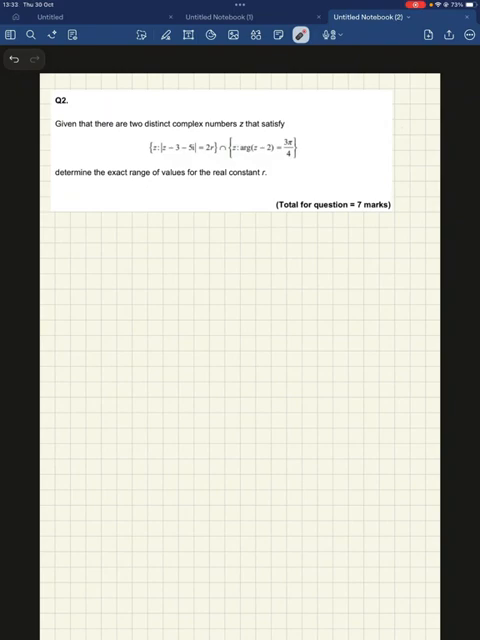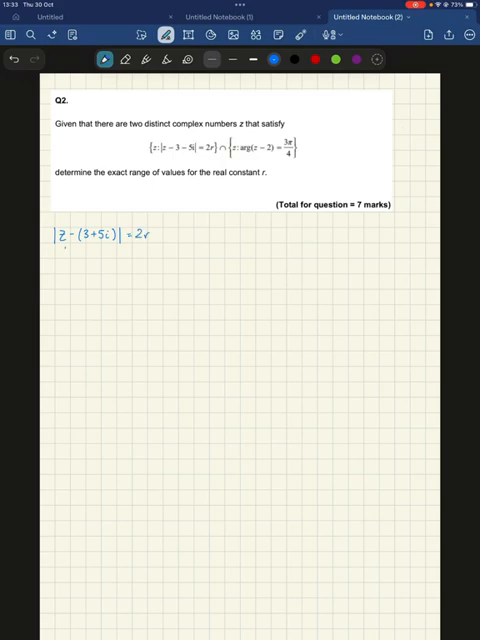So we've got this first question over here, question 2 on PMT. We're given that there are two complex numbers z that satisfy this, and we have to find the range of values for r, where r is a real constant. So let's just break down the first bracket. We've got the modulus of z minus 3 minus 5i, so we can rewrite this as the modulus of z minus z1, which will be 3 plus 5i, and it's equal to 2r.